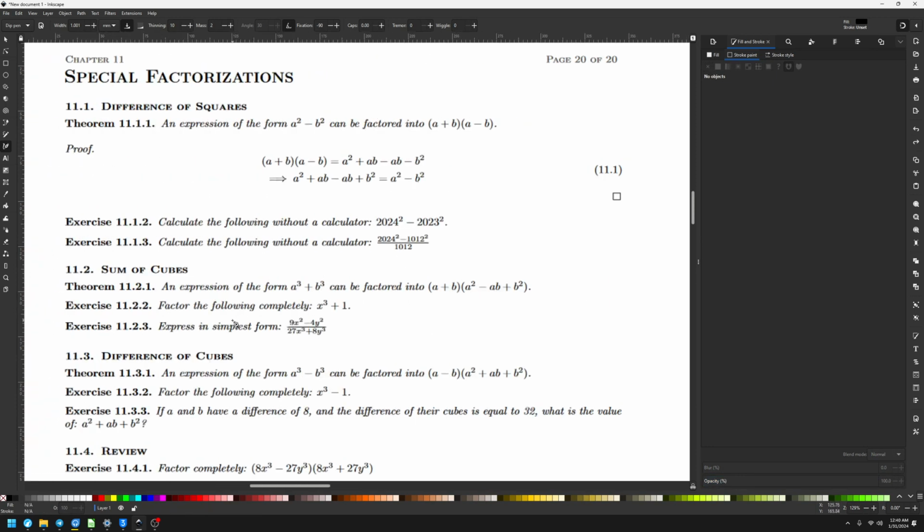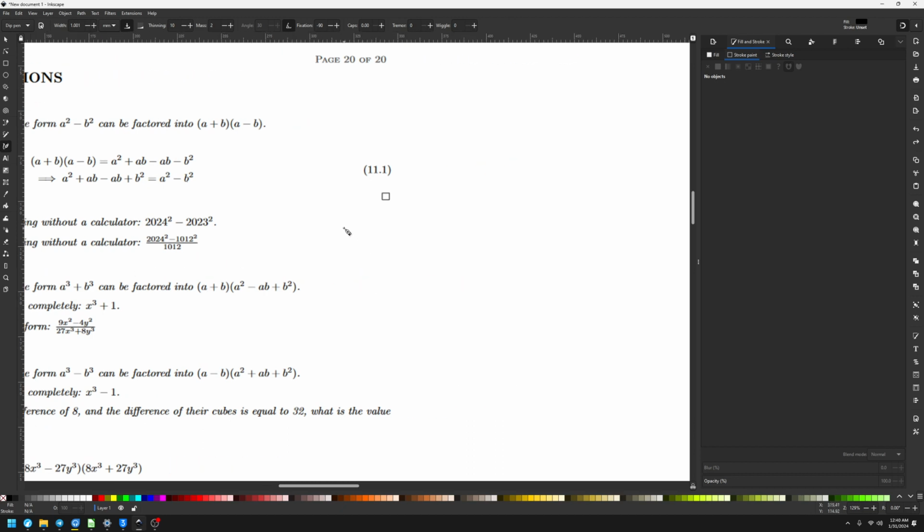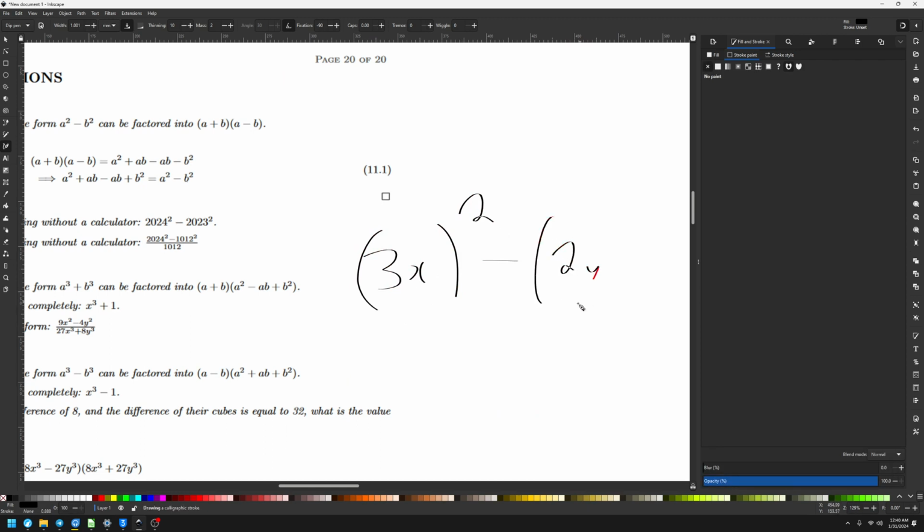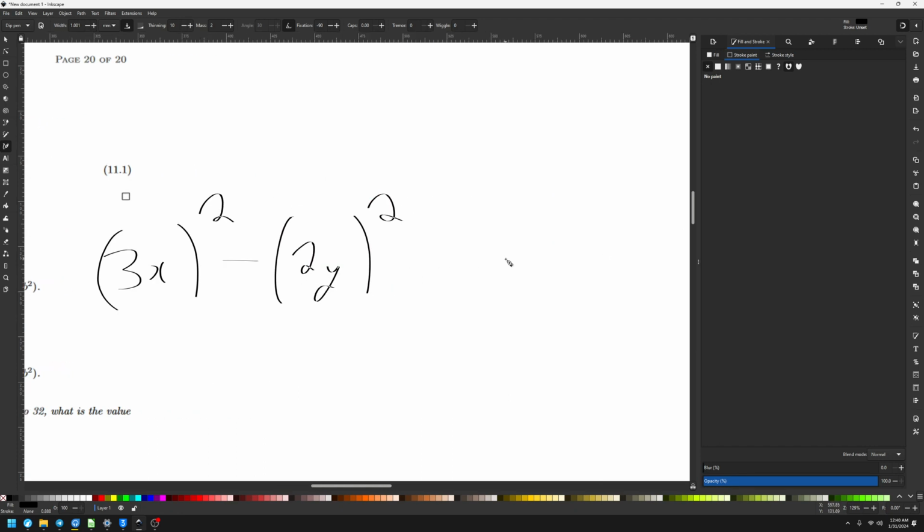Next one. Expressed in simplest form, 9x squared minus 4y squared divided by 27x cubed plus 8y cubed. Okay, for this problem, we have to use everything we learned so far. We're going to use a sum of cubes and a difference of squares. So the numerator, we can write that as 3x squared minus 2y squared. So we can use the difference of squares.